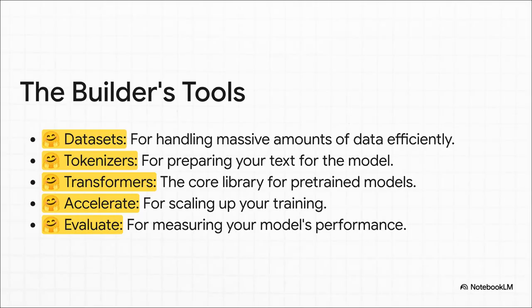And here they are. You can think of this as your complete digital workshop. First up, you've got Datasets, which lets you handle and process your information no matter how massive it is. Then Tokenizers get all your text ready for the model to understand. Transformers is really the heart of the whole operation. It gives you access to all those amazing pre-trained models. After that, you've got Accelerate to really scale up your training, and finally, Evaluate, which is basically your model's report card. It tells you exactly how well your new expert is doing.